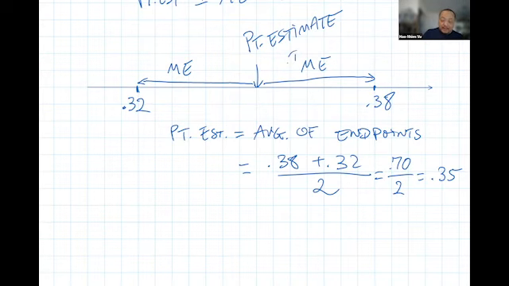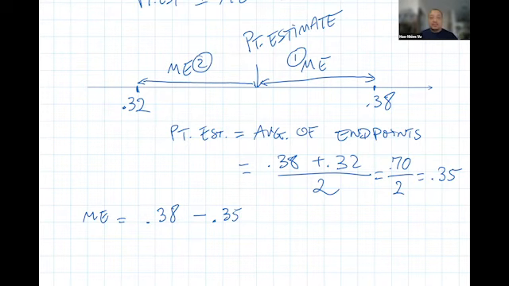So one way is that this side here is the margin of error. It's a distance between the 0.38 endpoint and the point estimate. The distance between 2 points is the difference between them. You subtract them. So one way we could do it is to take the right endpoint minus the point estimate. Well, you notice that there's a second margin of error on the left. So it could also be equal to the difference between the point estimate and the left endpoint, between the 0.35 and the 0.32.